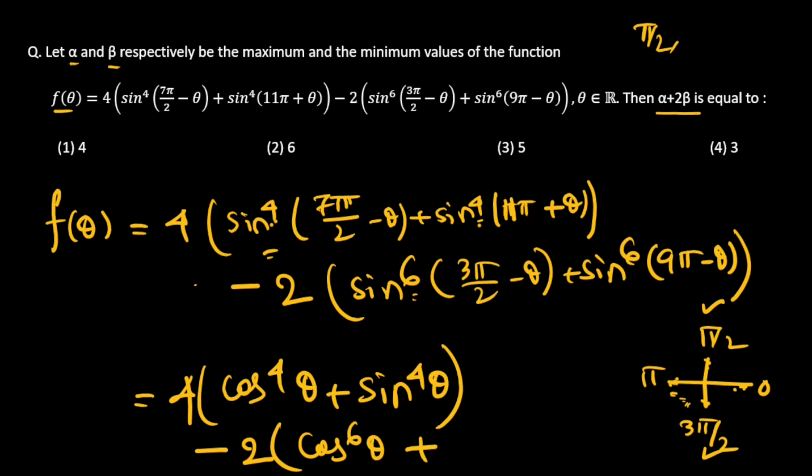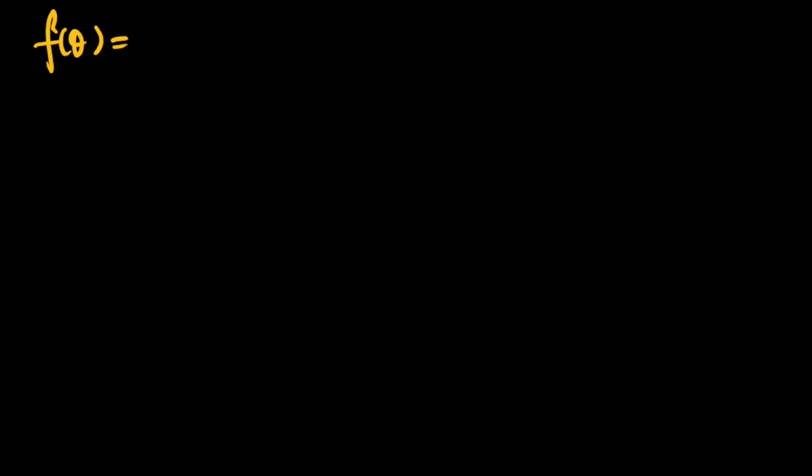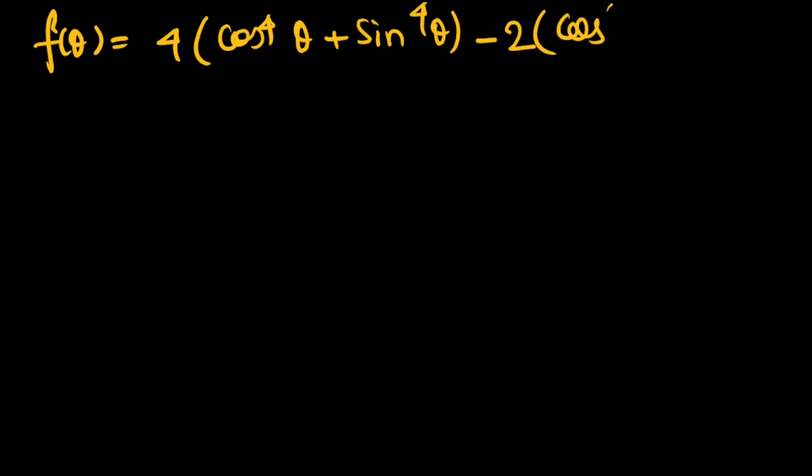So pi is 1 pi, 2 pi, 3 pi, 4 pi, 5 pi, 6 pi, 7 pi, 8 pi, 9 pi. So this is quadrant 9 pi minus theta. This quadrant, so sine is positive and power is 6. So it is sine power 6 theta. Therefore, f theta is equal to 4 times (cos power 4 plus sine power 4 theta) minus 2 times (cos power 6 plus sine power 6 theta).